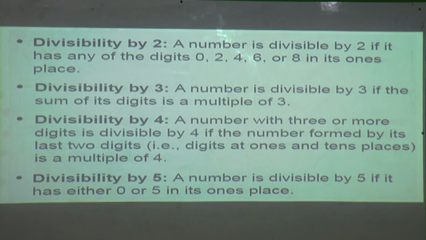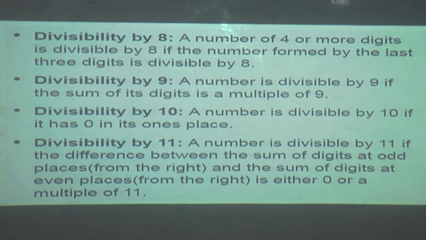Next, the divisibility by 5. A number is divisible by 5 if it has either 0 or 5 in its ones place.